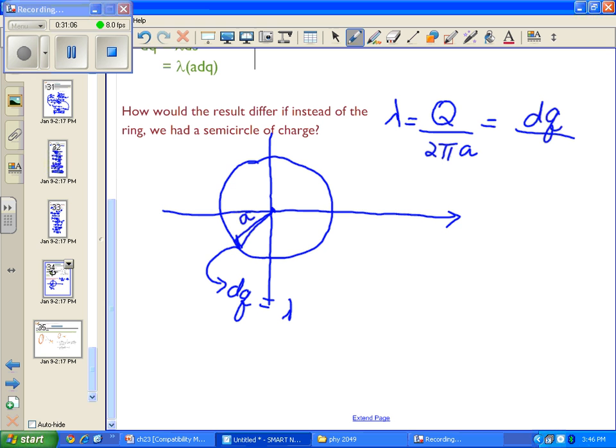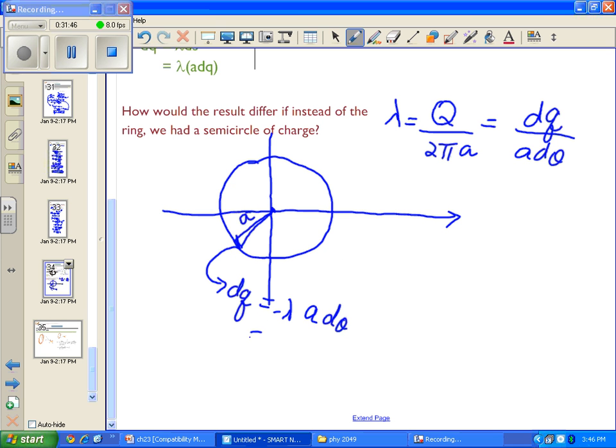dq is equal to lambda ds. ds is equal to a d theta. In other words, the radius is fixed; all points along the ring are the same distance from the origin. But we are going to be summing, just like in the previous problem, dx, where we told it where the first x begins and where the last x ends, for where the charges are. Same here, 0 to 2 pi. So here, this would be equal to a d theta.